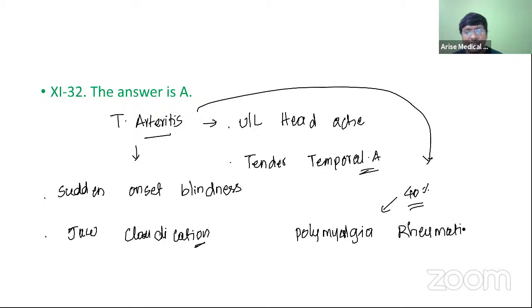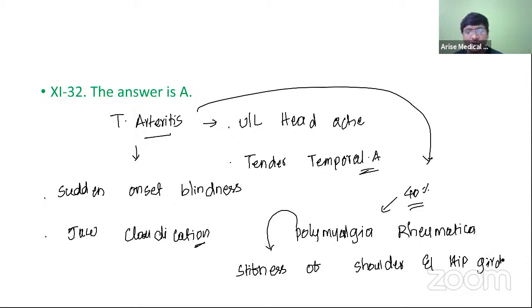So what is polymyalgia rheumatica? Polymyalgia rheumatica is stiffness of the shoulder girdle and hip girdle. Stiffness of the shoulder as well as the hip girdle. That is what is called polymyalgia rheumatica.